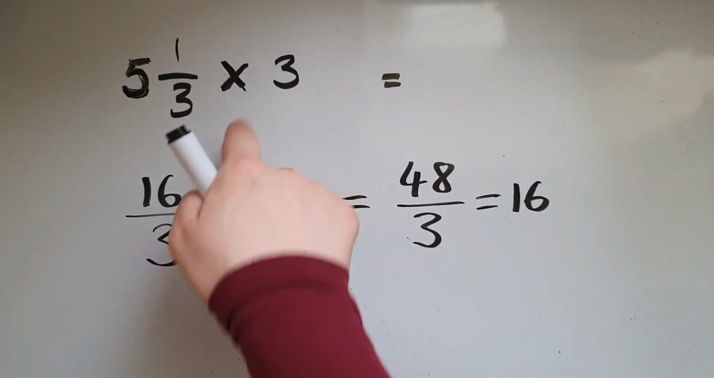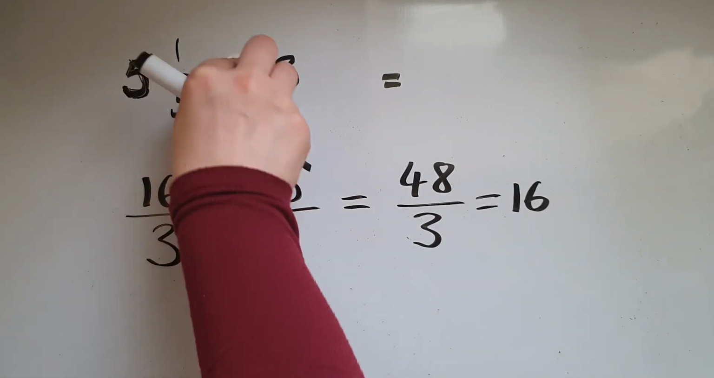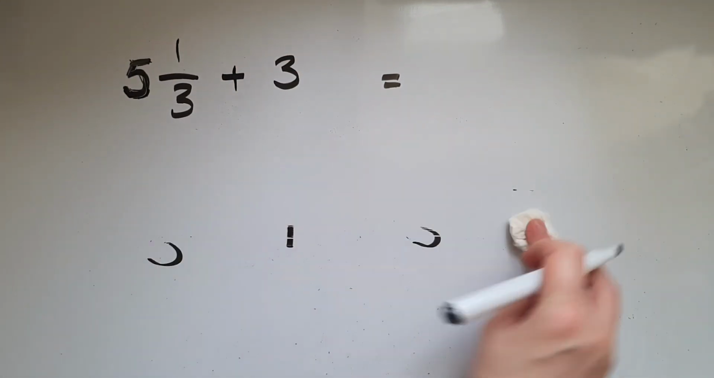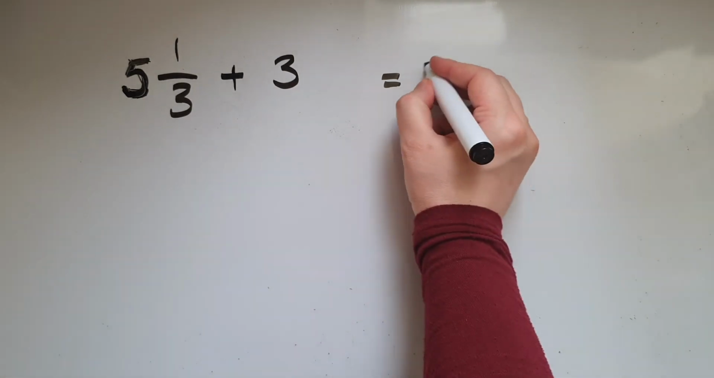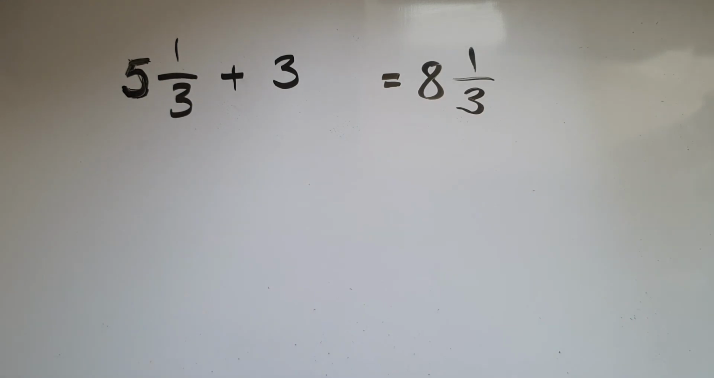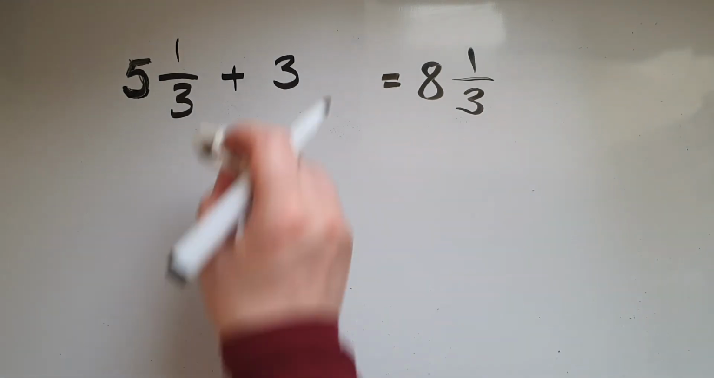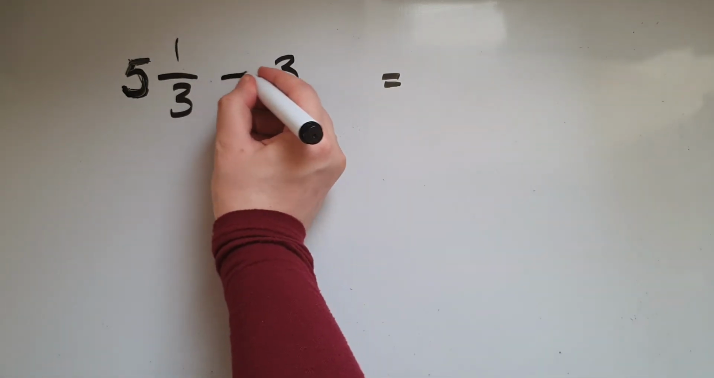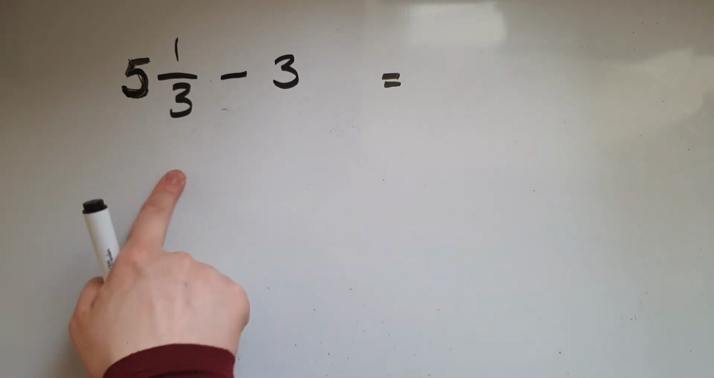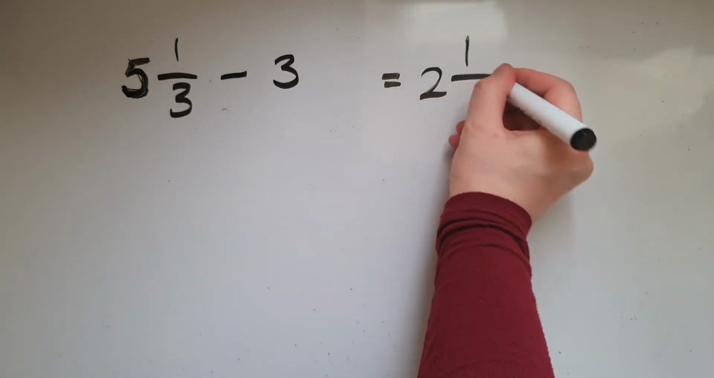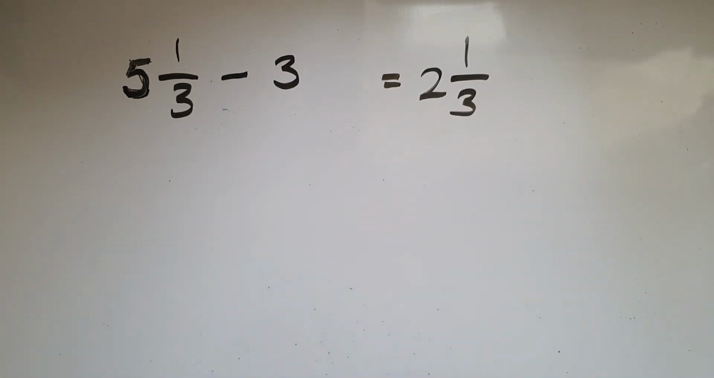If you were to add 3 to the mixed number, then you just add 3 to the 5, which gives us 8, and put the 1/3 as well next to it. So 8 and 1/3. If you are to subtract a whole number from it, so 5 and 1/3 take away 3, 5 take away 3 gives us 2, and we put the 1/3.